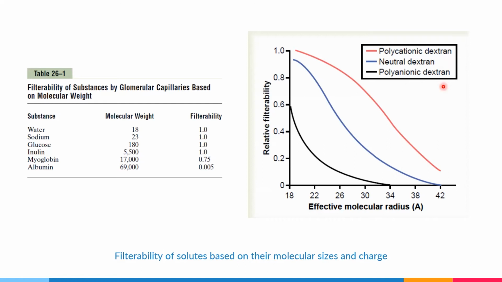As we can see in this graph, polycationic or positively charged dextran has the highest relative filterability, while polyanionic dextran has the lowest relative filterability. Thus, we can conclude that filtration by the glomerulus is also dependent on the charge, and positively charged substances are more readily filtered out from the system.